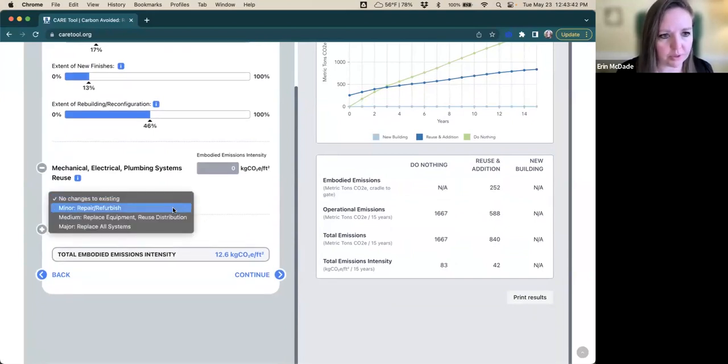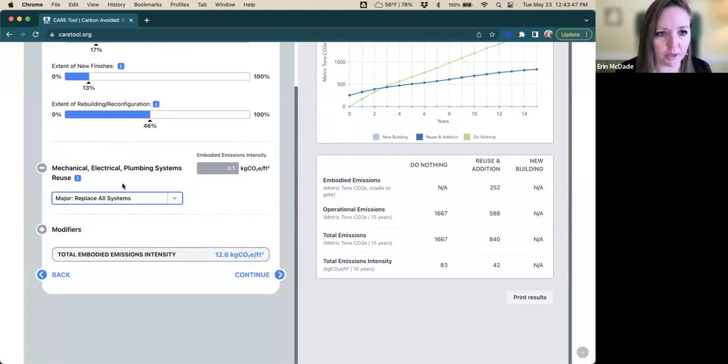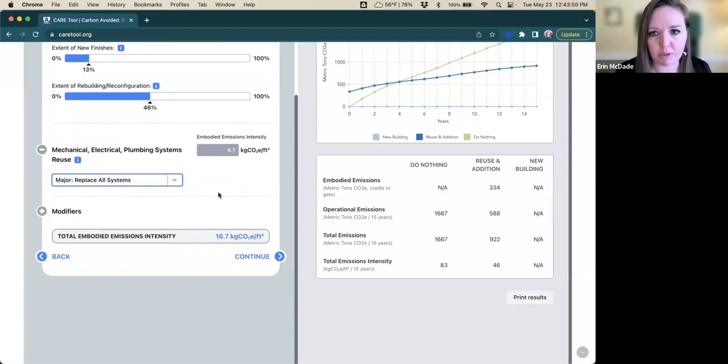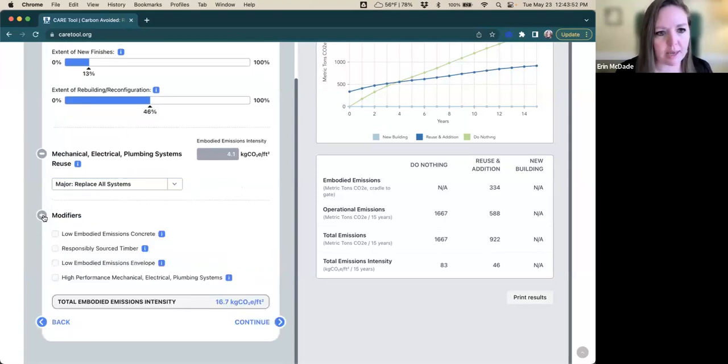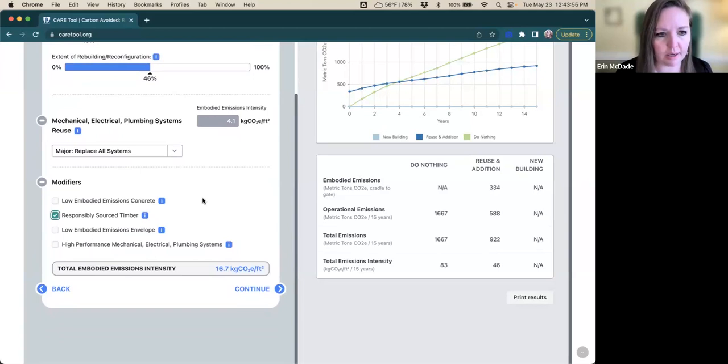And again, we'll say, actually for this one, since I said we're electrifying, we probably are going to need to be replacing all of the systems. So that one's going to be a higher impact. And then we have this set of modifiers here, where you can choose some things that will further impact emissions, whether it will add to them or subtract from them. So if we're using low emissions concrete, that's of course going to reduce our embodied emissions a bit. Responsibly sourced timber, not going to apply as much in this project. And we'll say that we are doing a high performance electrical system.